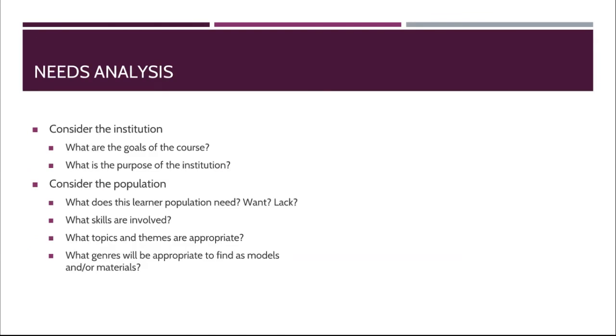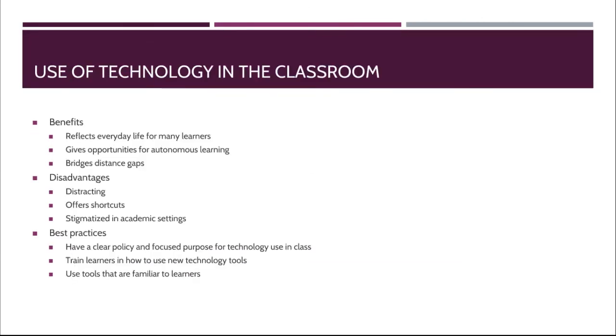So in general here, our idea of needs analysis, we want to figure out the goals of the course, the purpose of the institution, as well as a lot about the population. What do they need? What do they want? What do they lack? What skills are they lacking in? What skills will be involved? What topics and themes are appropriate, and what genres will be appropriate for models?